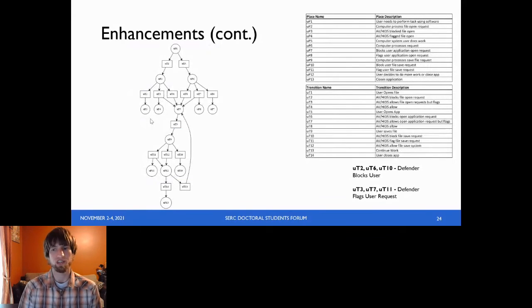This is just another example, but with a desktop application. Here, the user is either opening something like a Word file or opening Microsoft Word itself. The user does some work and decides to save the file. At any point, the defender could block the application from launching, block opening the file, or block saving the file, or again, they could flag the user from doing these activities, which would be a false positive.